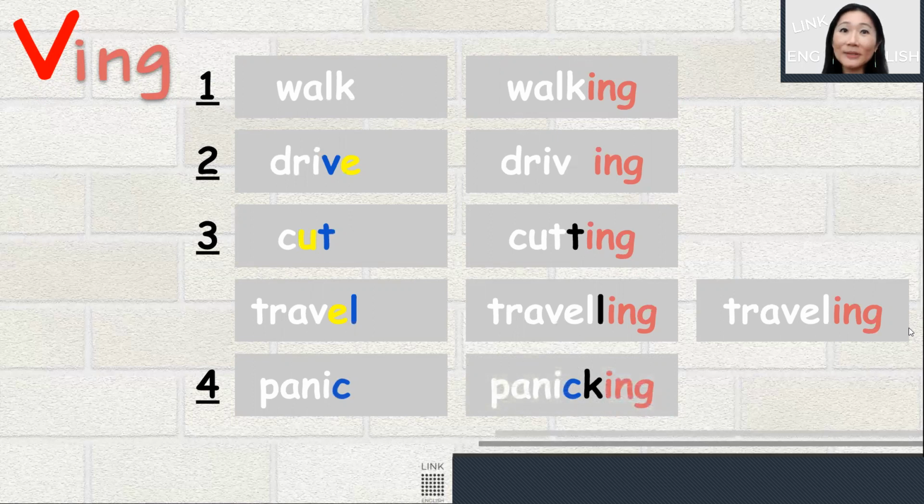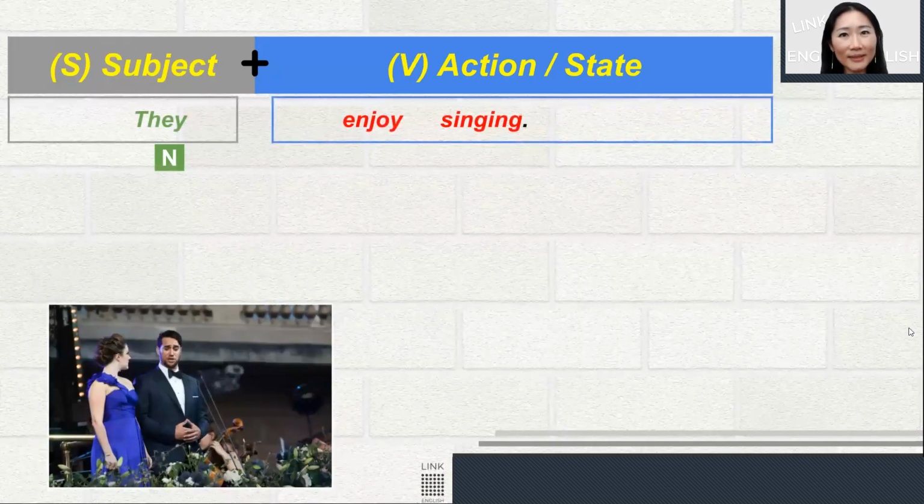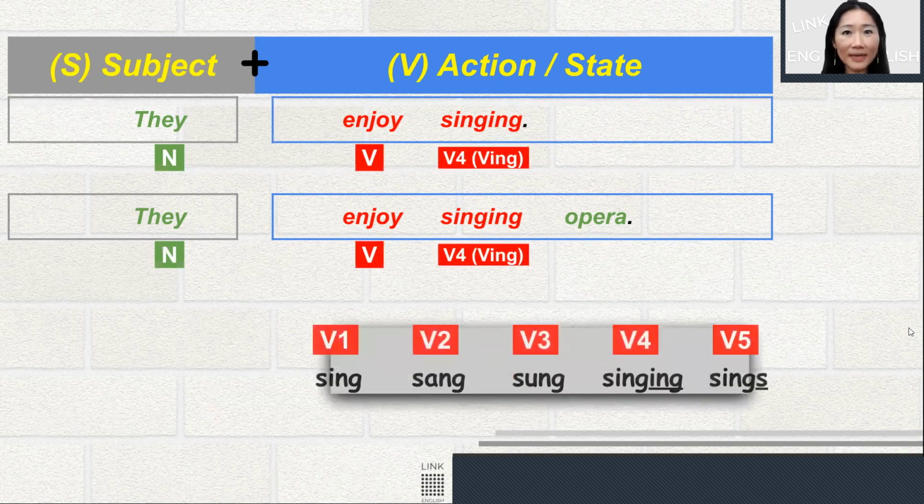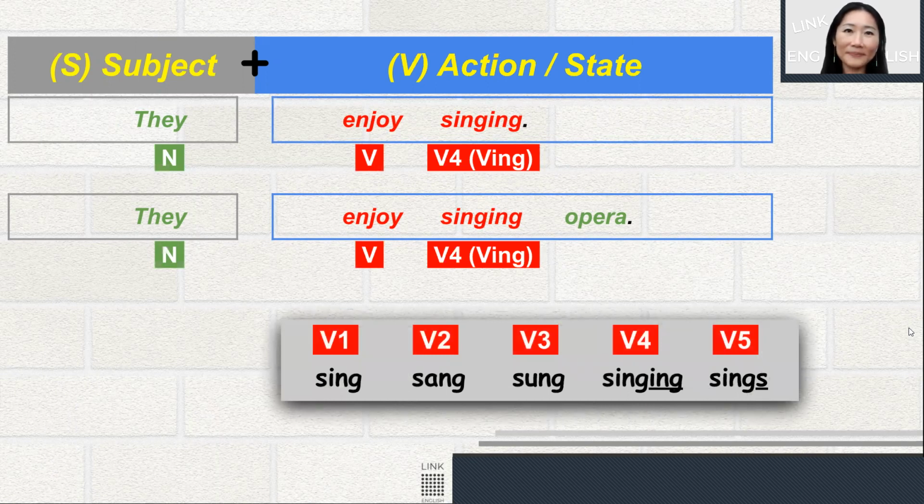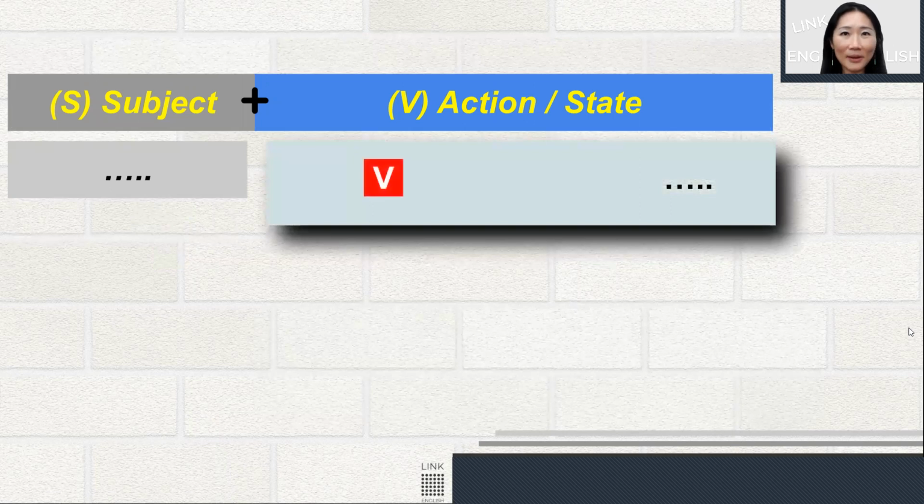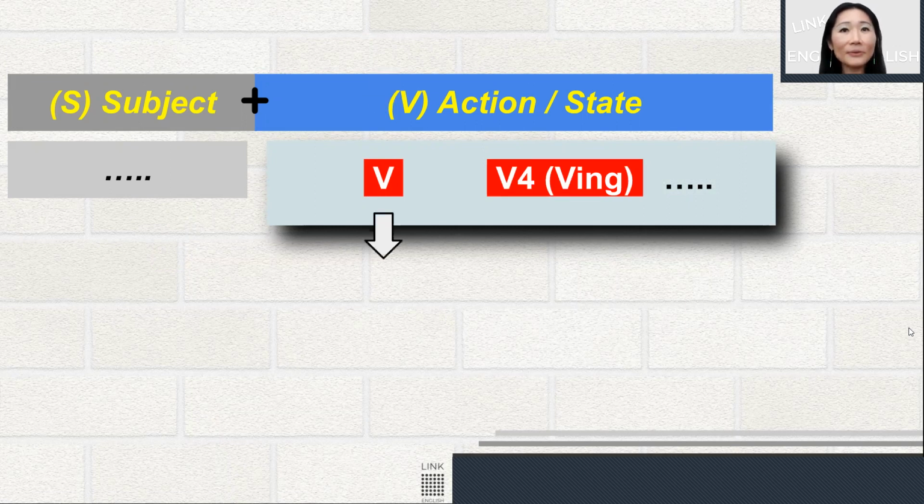Now we're ready to go into today's patterns. They enjoy singing. They enjoy singing opera. When the first verb is enjoy, then the second verb takes V4 form. Sing becomes singing. The verb sing can come with or without a noun. Singing opera. Verbs like this one, enjoy, can be followed by the second verb, taking this form, V4. I'm giving you more examples.